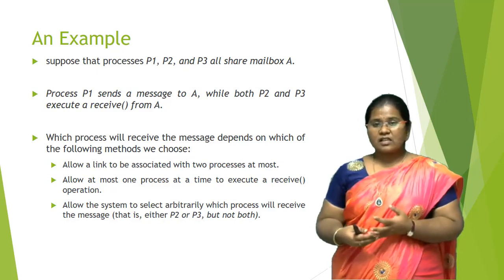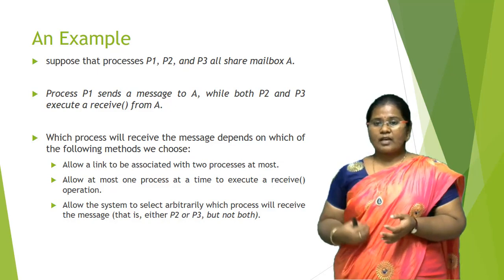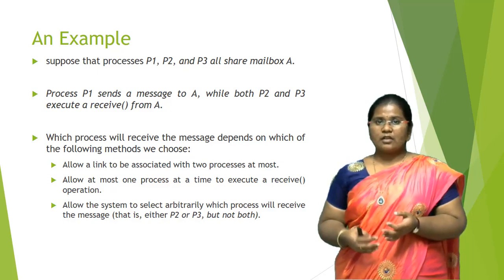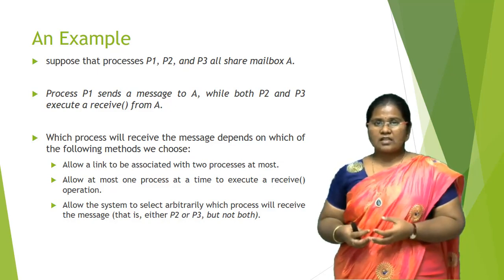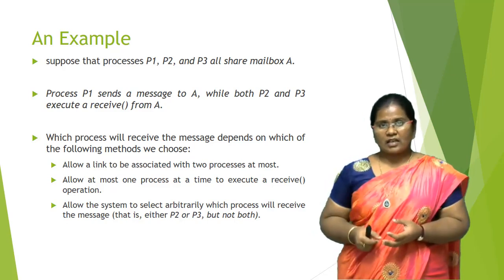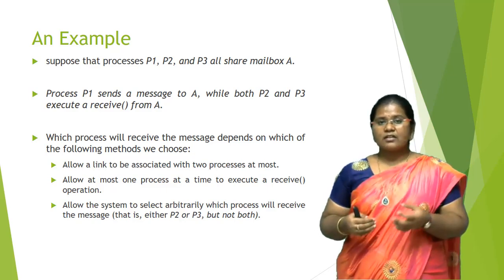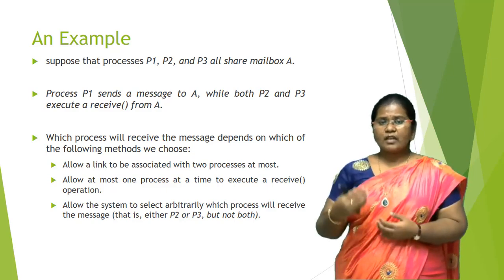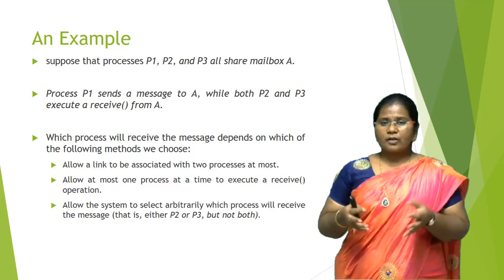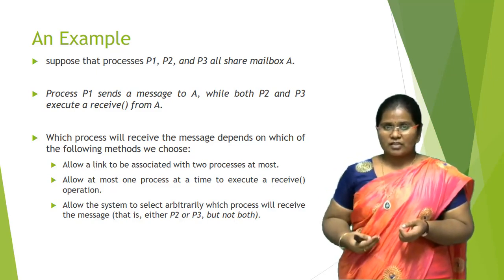And the second case is you can allow at most one process at a time to execute a receive operation. That is, once P1 has sent a message, at a time only one process can execute a receive system call. That is, one process can receive the message at a time. So in this second case, both the processes cannot receive the message at a time.